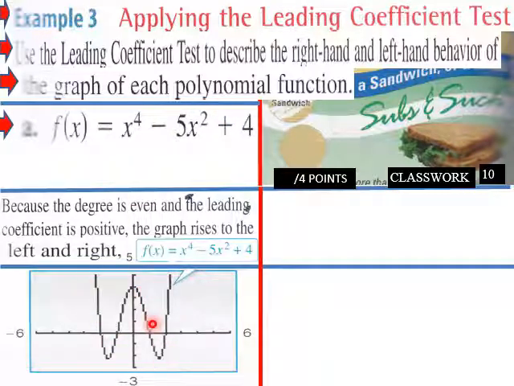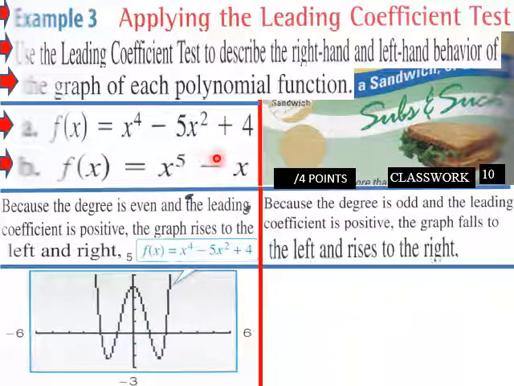That's what it looks like. It looks like a W, almost. And then for B, x to the 5th minus x, because the degree is odd, we have a 5th degree polynomial, and the leading coefficient is positive.